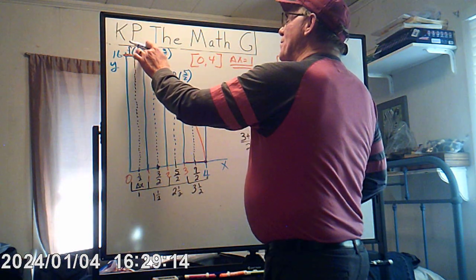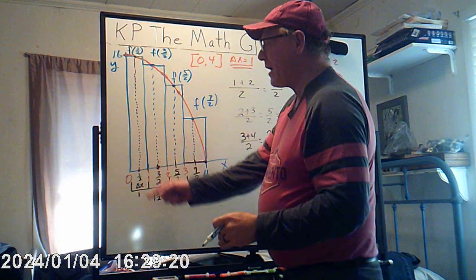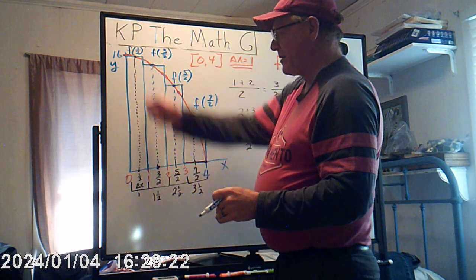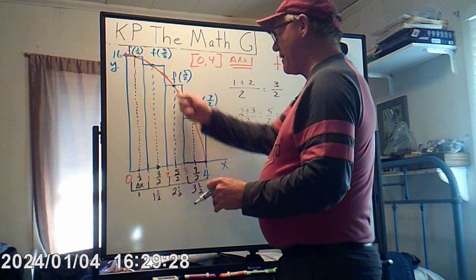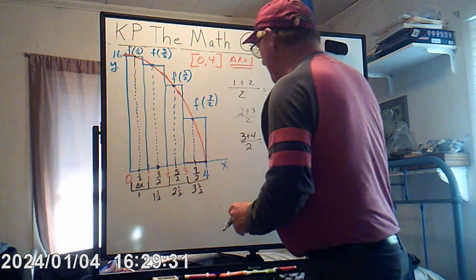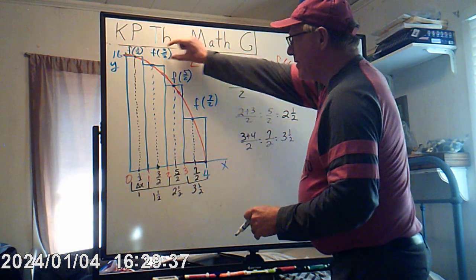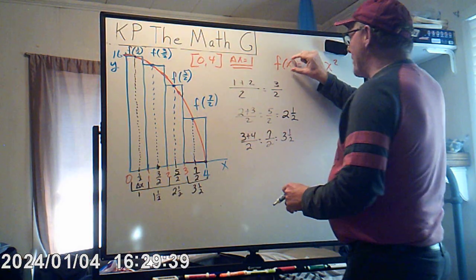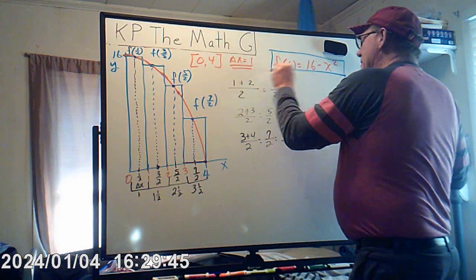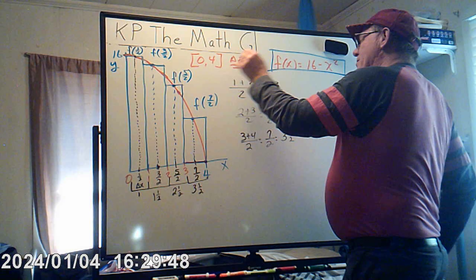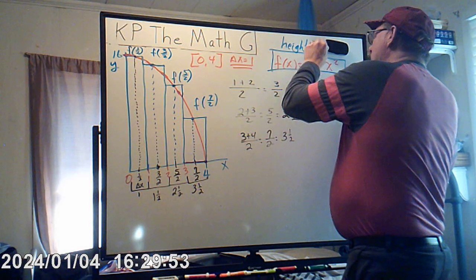So we have F at 1 half, F at 3 halves, F at 5 halves, F at 7 halves. What are these? This is the height of this rectangle. This is the height of this rectangle. This is the height of this rectangle. And this is the height of this rectangle. And we do have a function of F. So if we plug in each one of these, 1 half, then 3 halves right here, then 5 halves right here, and then 7 halves right here, we'll find that this represents, by the way, boys and girls, ladies and gentlemen, the height of the rectangle.